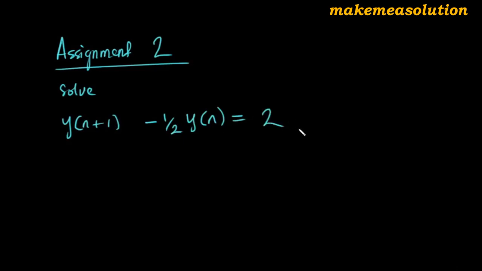So in assignment 2, we are given to solve y of n plus 1 minus 1 over 2 y of n is equal to 2 in this case. And the initial condition is y of 0 is equal to c. So it's not 0. Y of 0 equal to c. So solution.